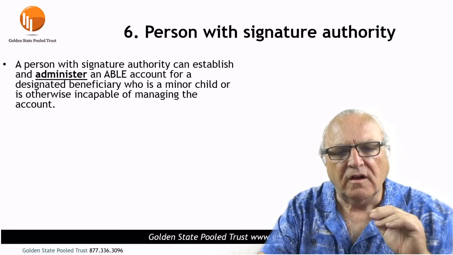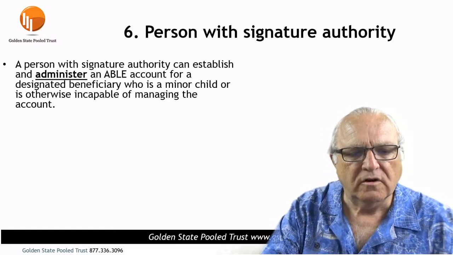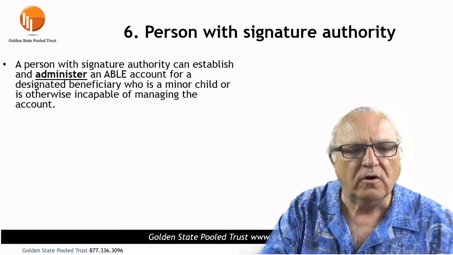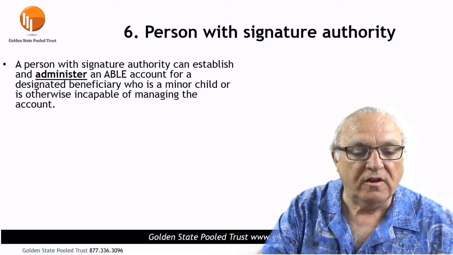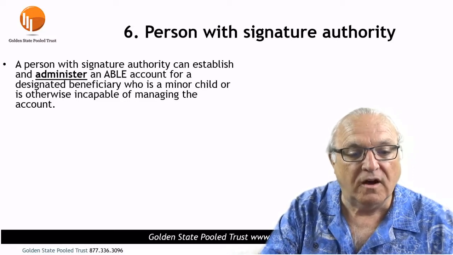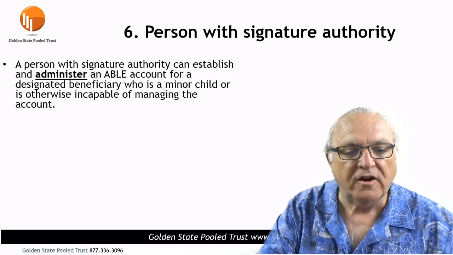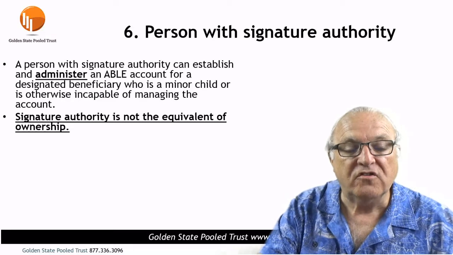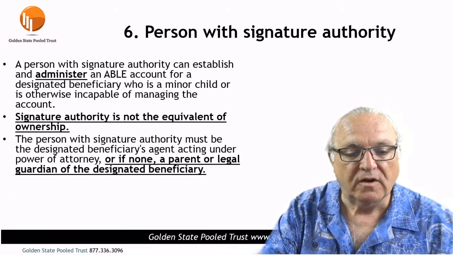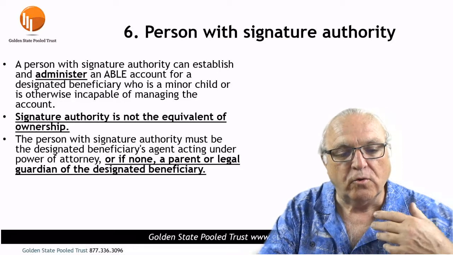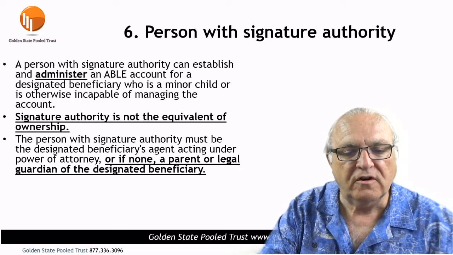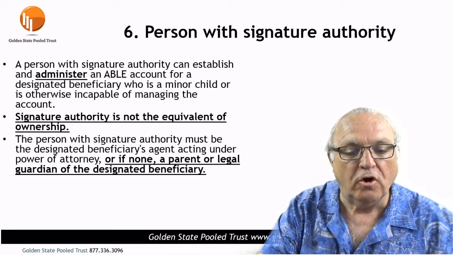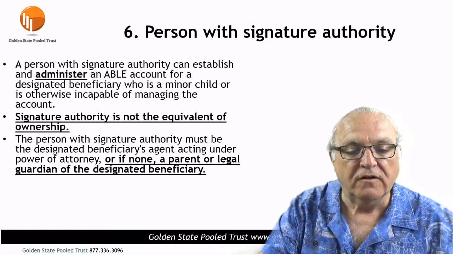So a new term that we'll all need to learn is that the person who administers the account is the person with signature authority. A person with signature authority can establish and administer an ABLE account for a designated beneficiary who is a minor child or otherwise incapable of managing the account. Signature authority is not equivalent to ownership, okay? So the person with signature authority must be the designated beneficiary's agent under a power of attorney, or if none, a parent or legal guardian of the designated beneficiary.